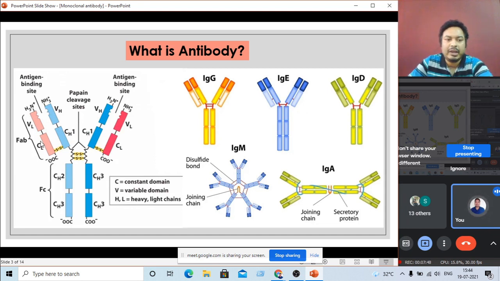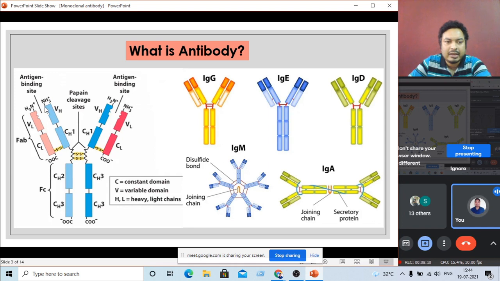Okay, so in a light chain, two different areas are there. One area is variable, one area is constant. In the heavy chain also, one area is variable and one area is constant. Okay, so why is this particular area called the variable region?